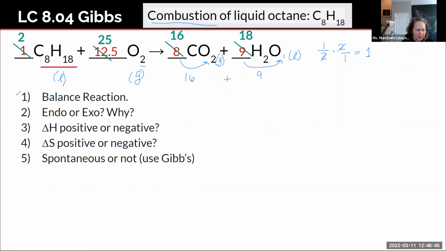So we balanced our reaction. Endo or exo, why? Oh, it's combustion. Combustion gives off heat. The heat is exiting. It's like if you had a candle and put your hand above the candle, not to get burnt, just close enough so that you can feel the heat coming off of it. That's not endo. The heat is coming off or exiting the reaction. So it's exo. That heat is exiting.